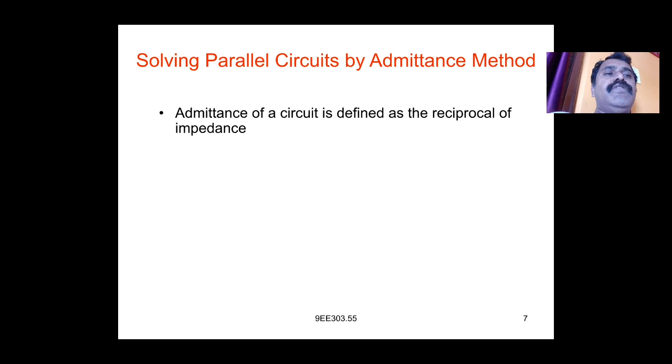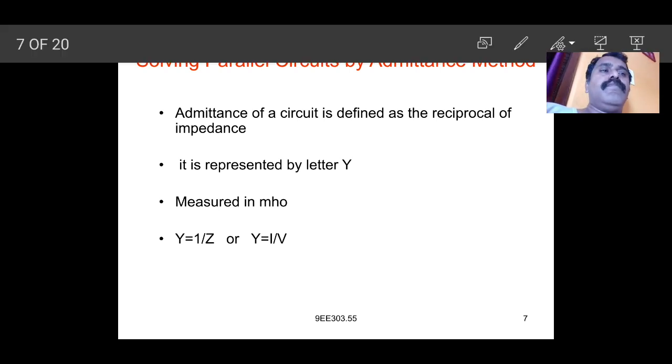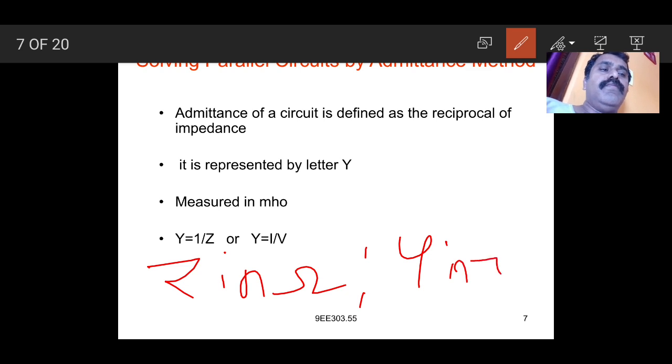Admittance of a circuit depends on the reciprocal of the impedance. It is represented by the letter Y, measured in mho. That is Y is equal to 1 by Z. Impedance is measured in ohms and admittance in mho. These are the units: impedance in ohms, admittance in mho.